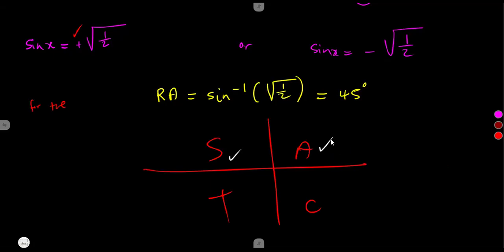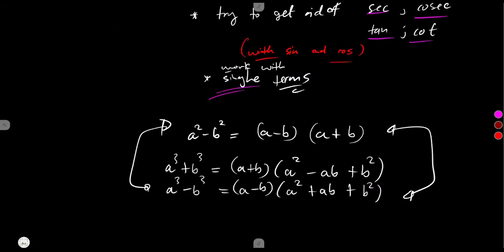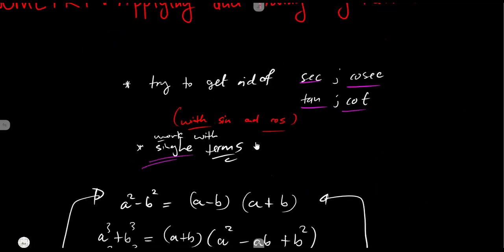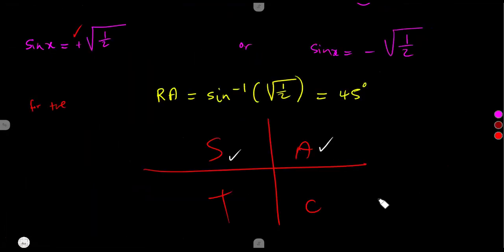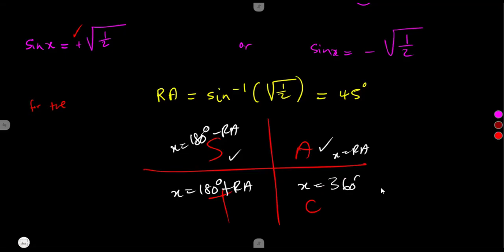Remember how you present your answers. I just hope I did not erase that part of our values. Okay, maybe I erased it, no problem. Remember in the first we say theta is equal to, but here we're dealing with X. So X is equal to the reference angle. Here X is equal to 180 degrees minus the reference angle. Here X is equal to 180 degrees plus the reference angle. Here our X is equal to 360 degrees minus the reference angle.